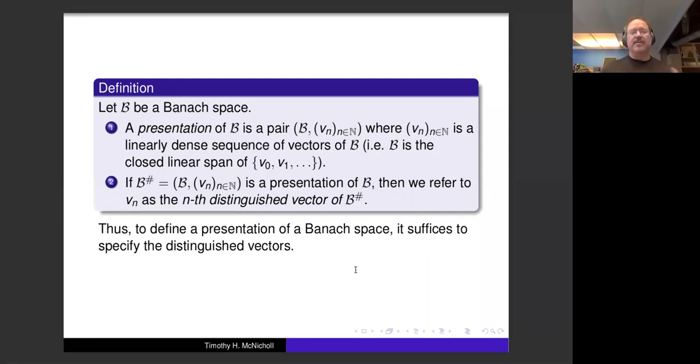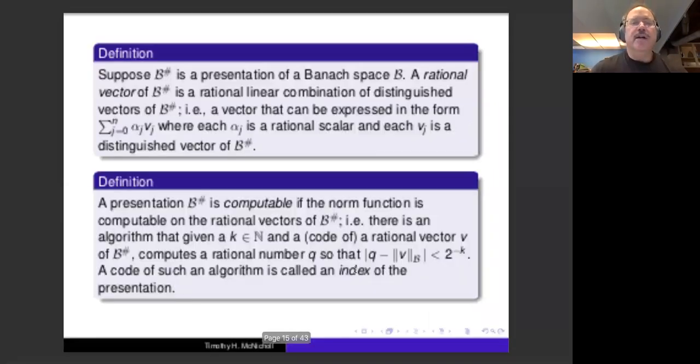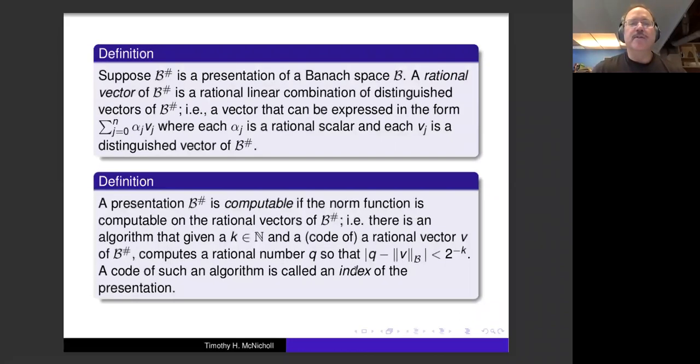Okay, a little more terminology before we look at some examples. Suppose we have a presentation B sharp of a Banach space B. A rational vector of B sharp is a rational linear combination of distinguished vectors of B sharp. It is a vector expressible in the form sum j equals 0 to n of alpha j bj, where each alpha j is a rational scalar and each bj is a distinguished vector of B sharp.